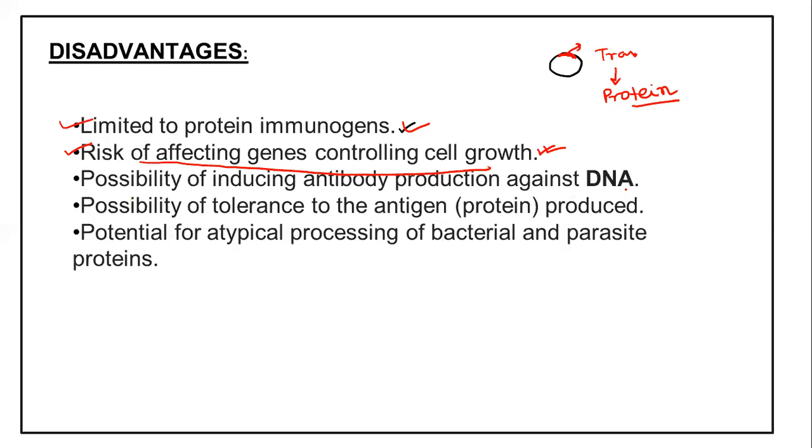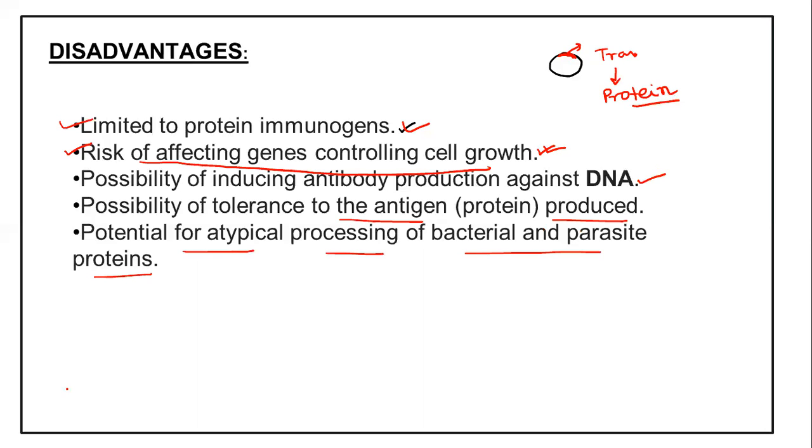Another possible chance is the possibility of inducing antibody production against DNA. There may be a chance of an autoimmune condition. There is also the possibility of tolerance to the antigen. Another possibility is the potential for atypical processing of bacterial and parasite proteins.